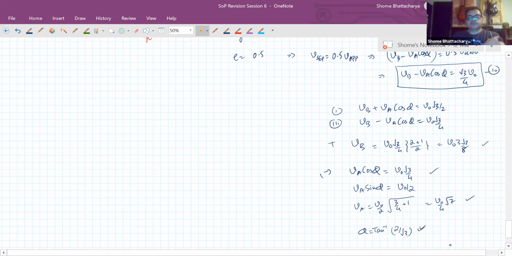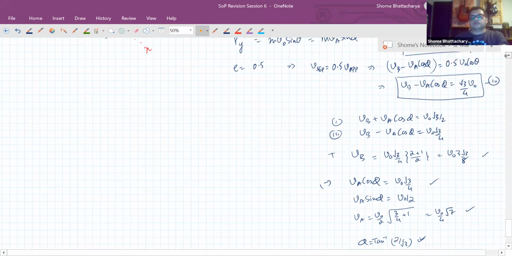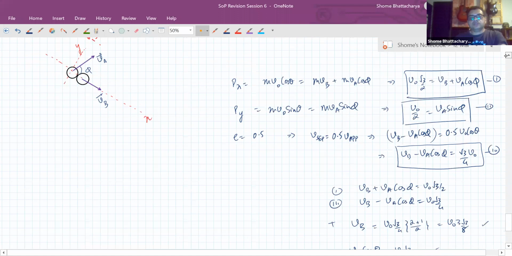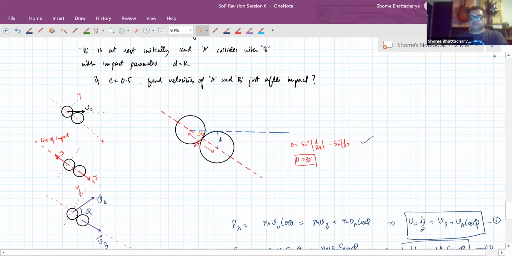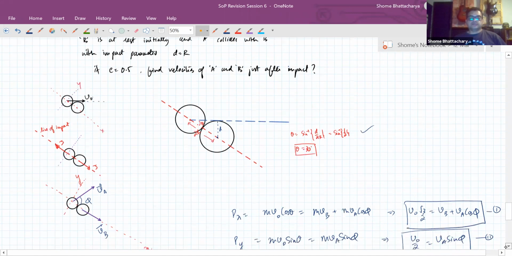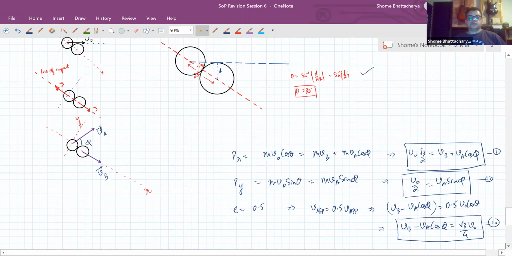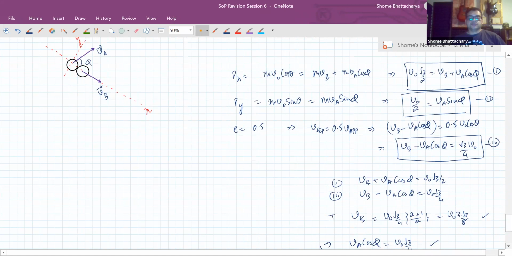Okay, so this gives us the final velocities, both in terms of magnitude and direction, because we found out the angle and all that for the two colliding particles, the two colliding bodies in this case.